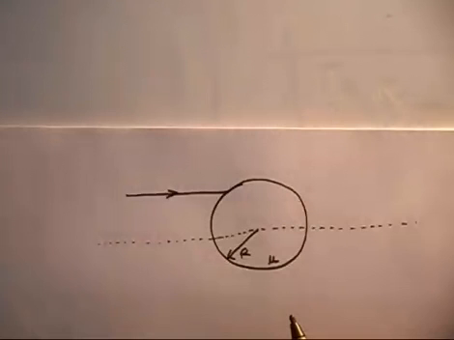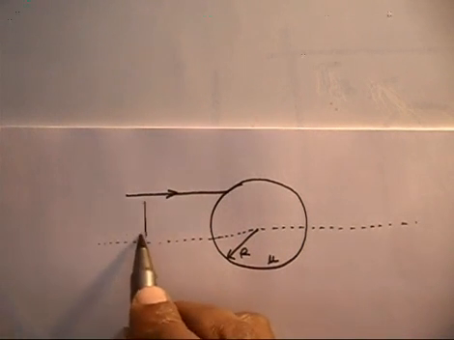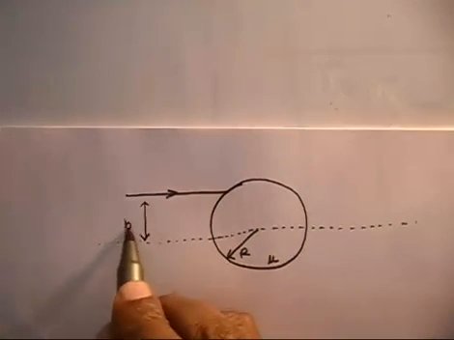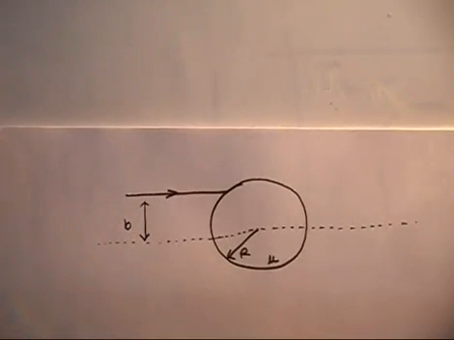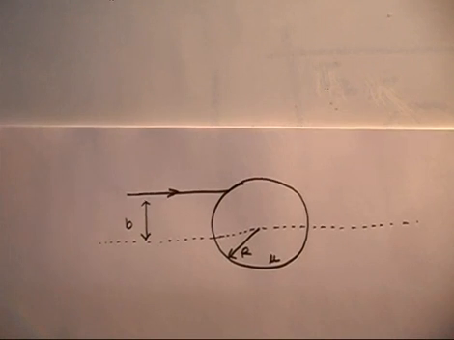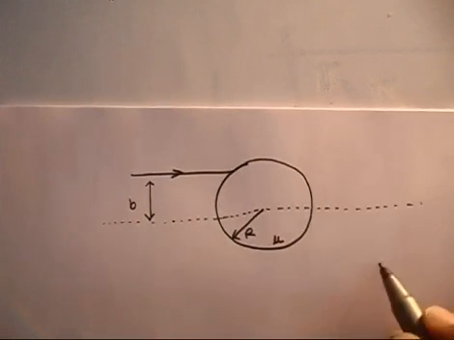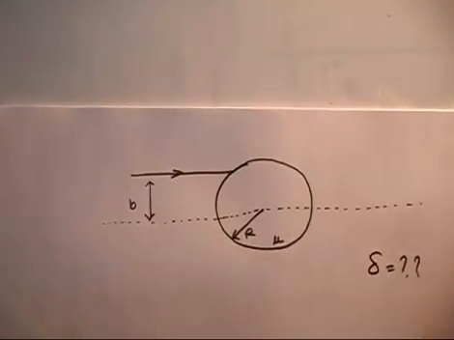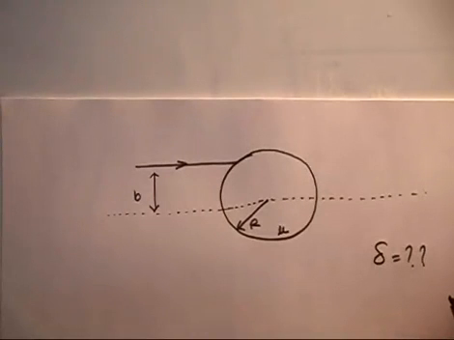This says the incident ray is parallel to the horizontal diameter, and the distance between the incident ray and the horizontal diameter is b. So this distance is b, given in the problem. Find the angle of deviation suffered by the ray. So we have to find the angle of deviation delta.